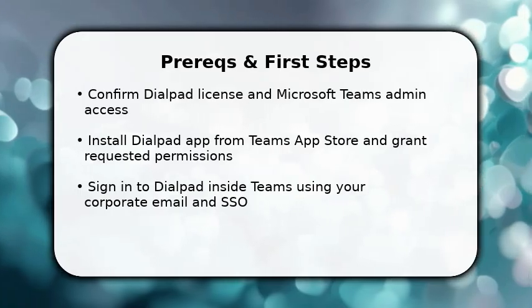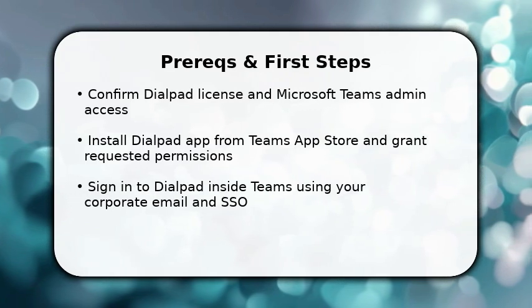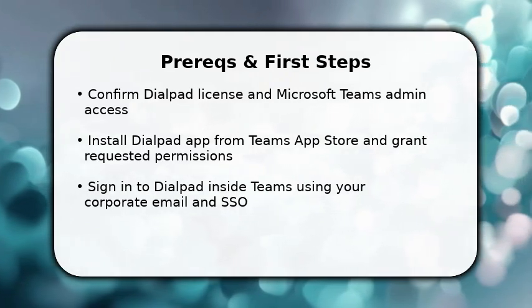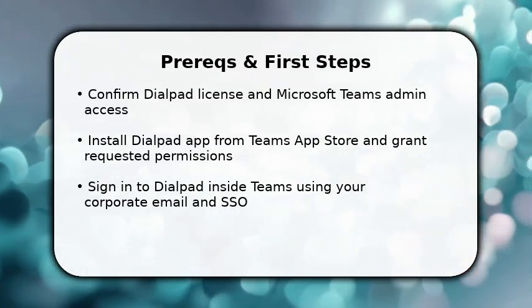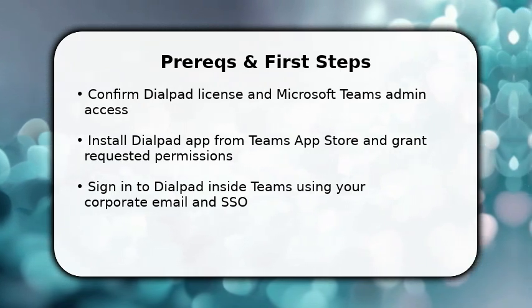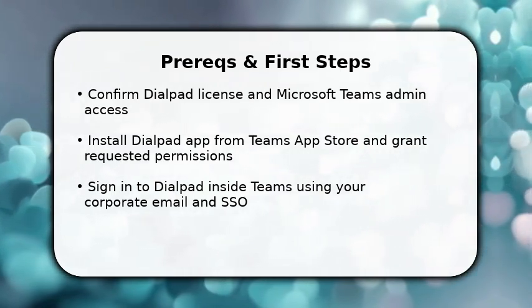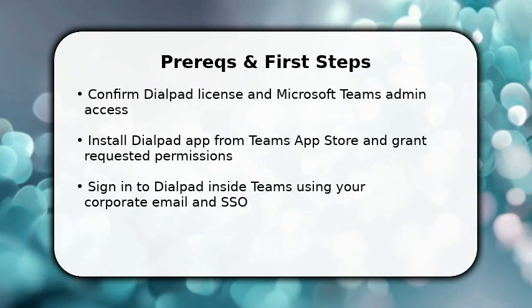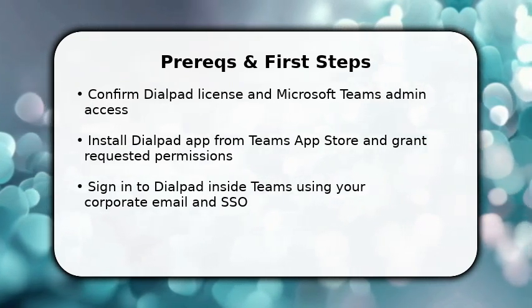You start by confirming your Dialpad license and that you have Teams admin access. This avoids permission errors later. Once confirmed, open Teams, go to Apps and install the Dialpad app. Grant permissions when prompted so Dialpad can integrate.